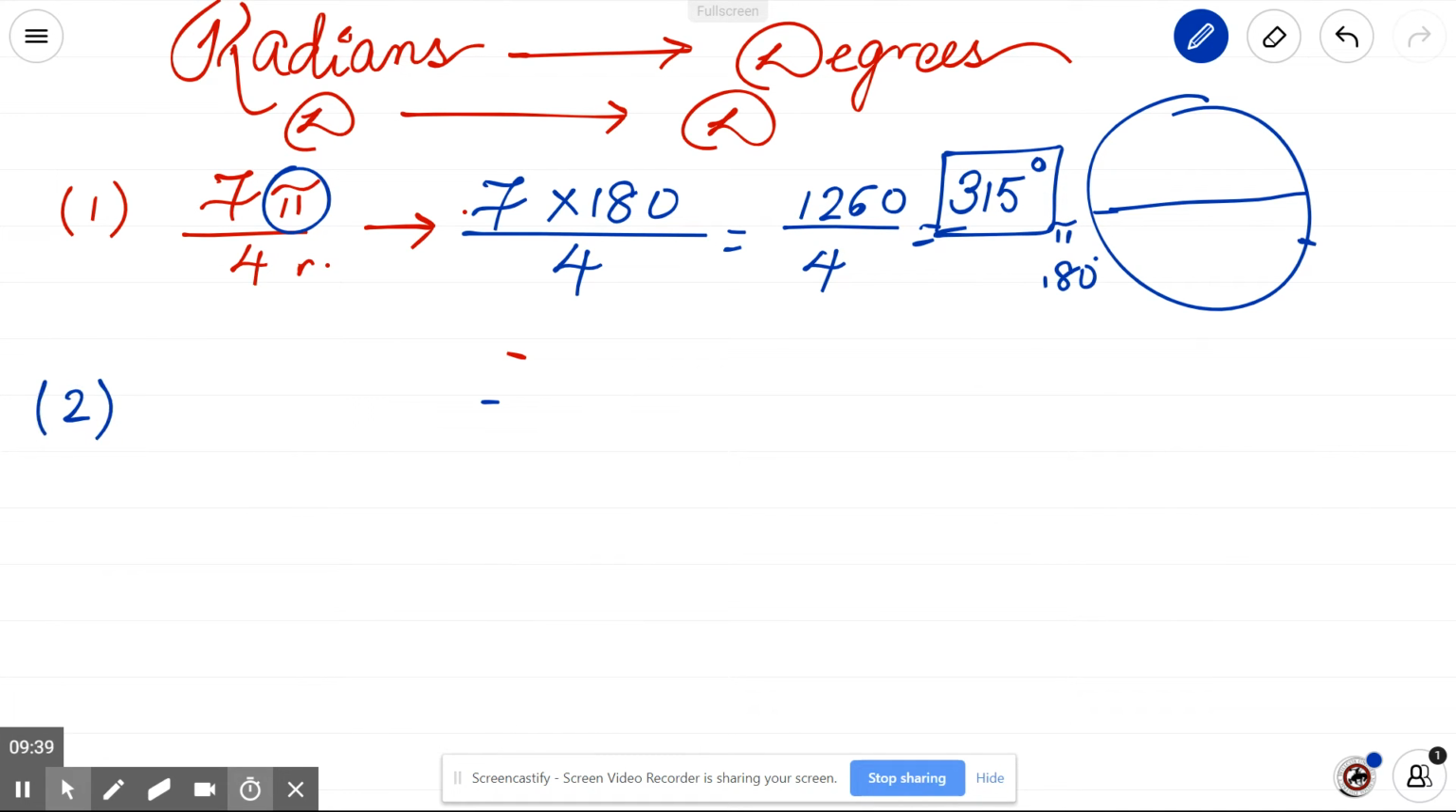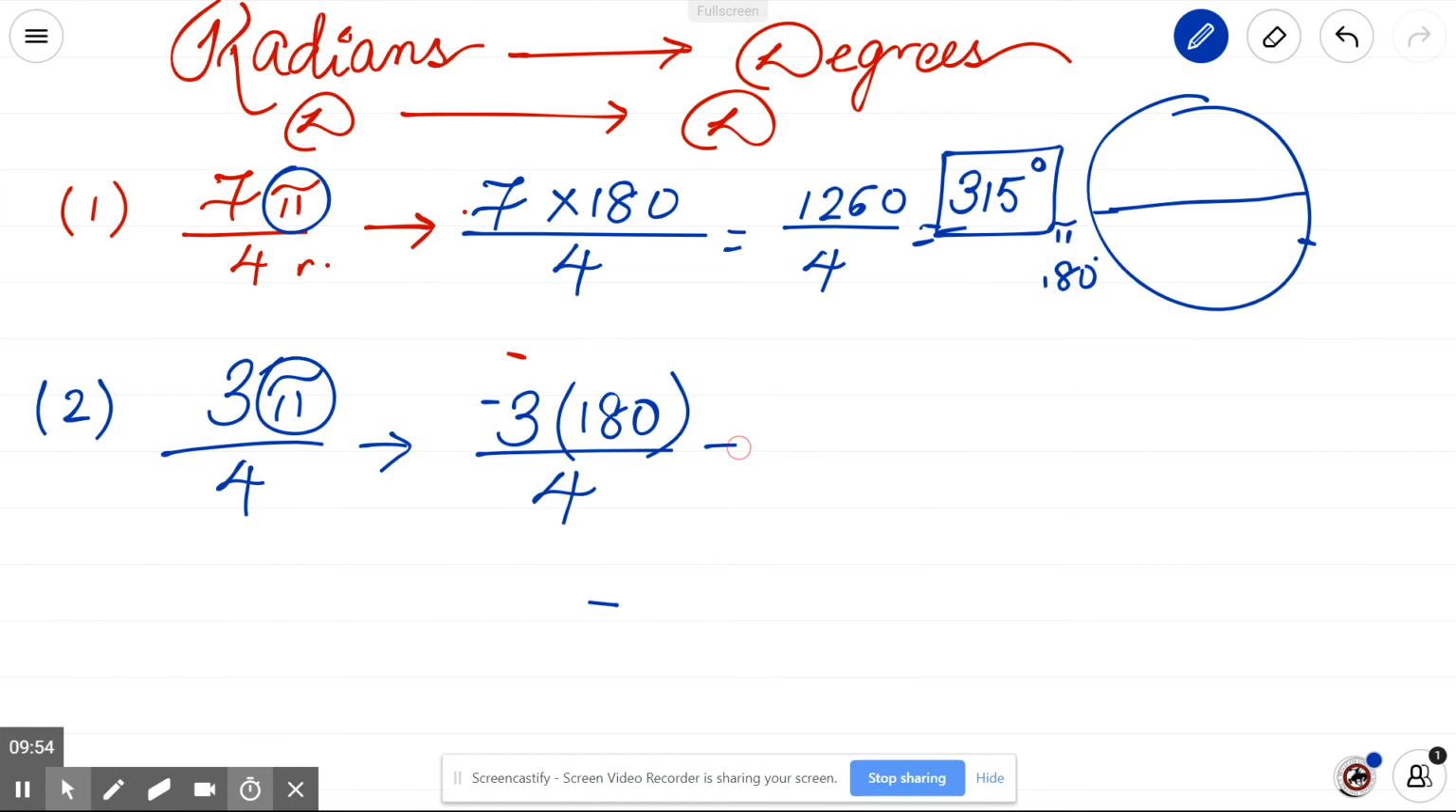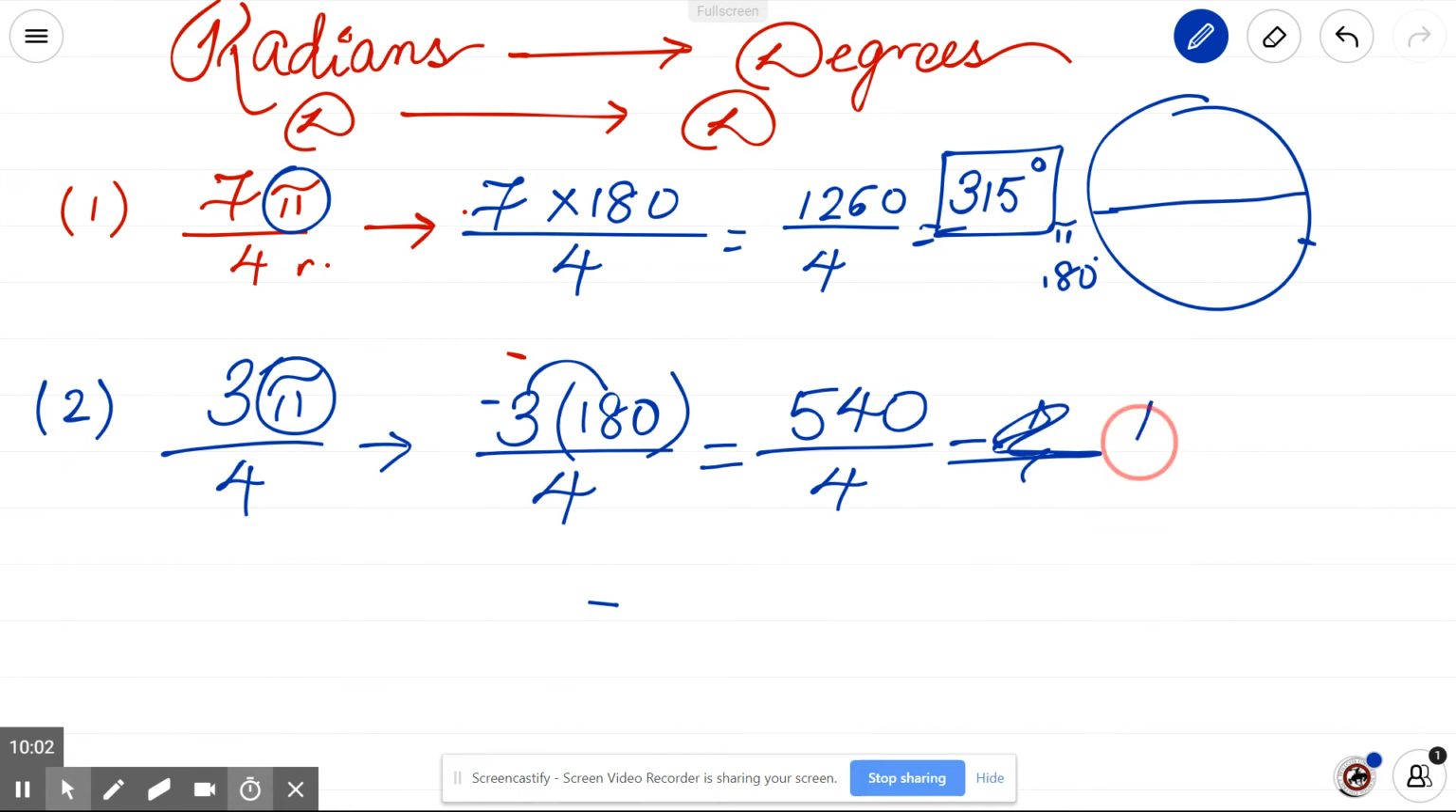All right, let us practice another one, 3 pi by 4. So it's in radians, it's in pi. So let us change into degrees. Instead of pi, I can apply 180. 3 times 180 divided by 4, which is 540, because 18 times 3 is 54, divided by 4, and that should be, sorry about that, 135 degrees.